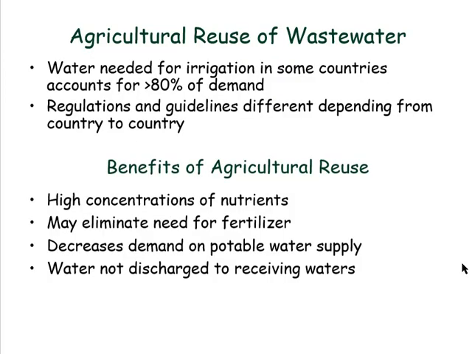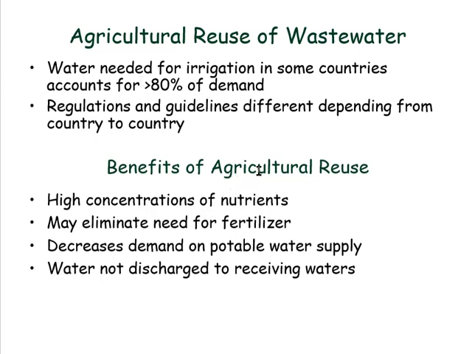Agriculture use of the wastewater has some important issues. The water need for irrigation in some countries is more than 80%. Like in Saudi Arabia, we sometimes use 80 to 90% of the water for agriculture. So there are different regulations depending on the country to reuse the wastewater after a certain level of treatment. If you get this level of treatment, you can reuse it for agriculture purposes.